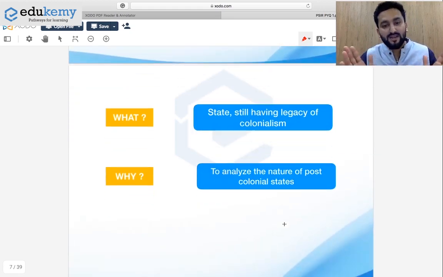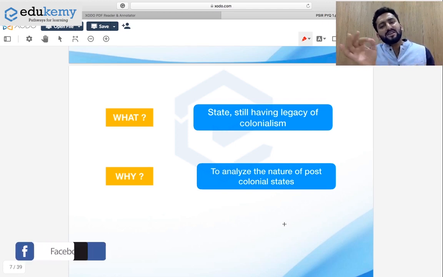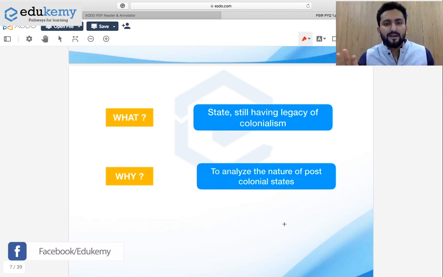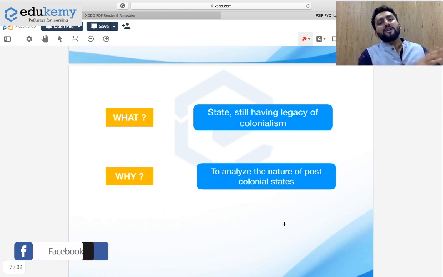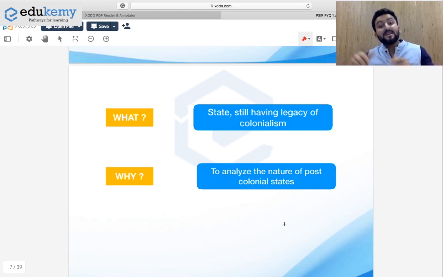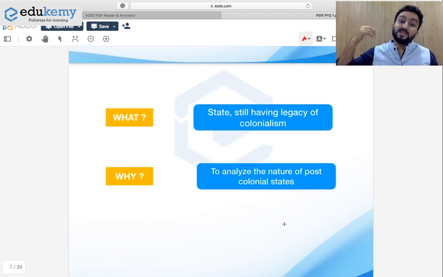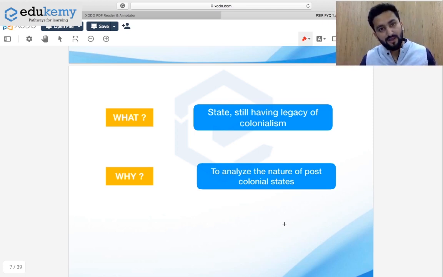So in the what, what can you write? You can simply say, a state still having the legacy of colonialism is called what? Post-colonial state. For example, India. For example, Pakistan. We were a colony of the Britishers and we are still living in that legacy. Our economic institutions, our political institutions are living under the shadow of something which was created by them. Some problems which were there at the time are continuing till now, right? Please keep this in mind.